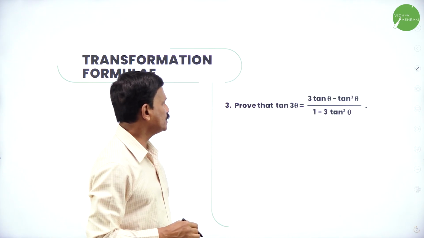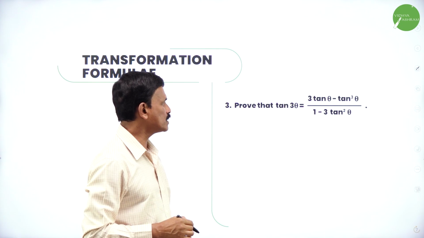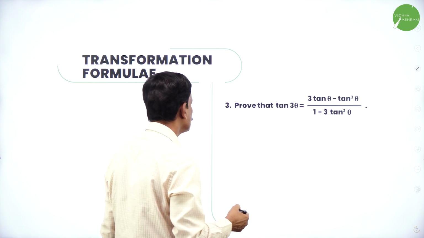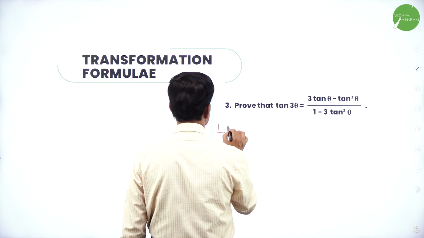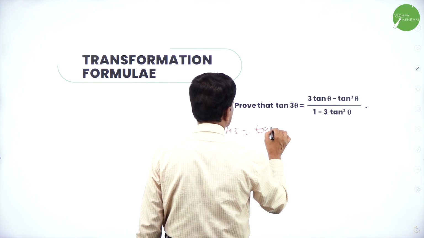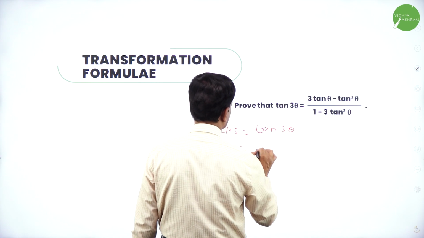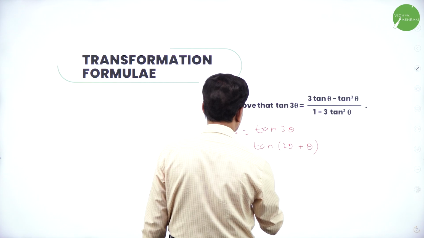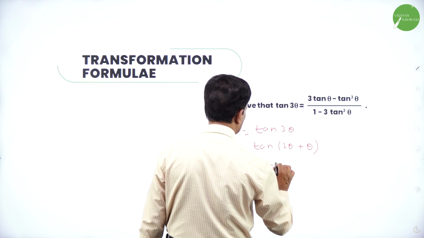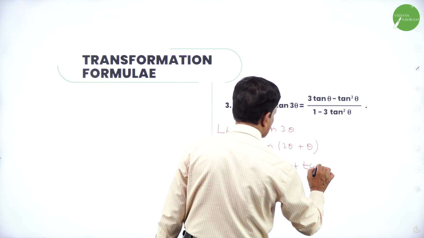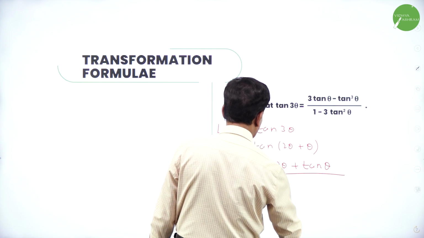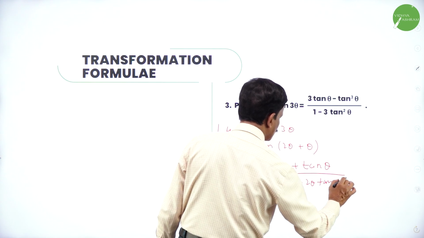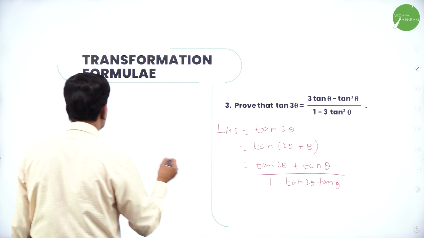Now prove that tan 3 theta is equal to 3 tan theta minus tan cube theta divided by 1 minus 3 tan square theta. This is a very simple problem. So just take LHS. Tan 3 theta can be written as tan of 2 theta plus theta. What is tan A plus B? Tan A plus tan B divided by 1 minus tan A into tan B, so tan 2 theta plus tan theta divided by 1 minus tan 2 theta into tan theta. We know the formula for tan 2 theta.